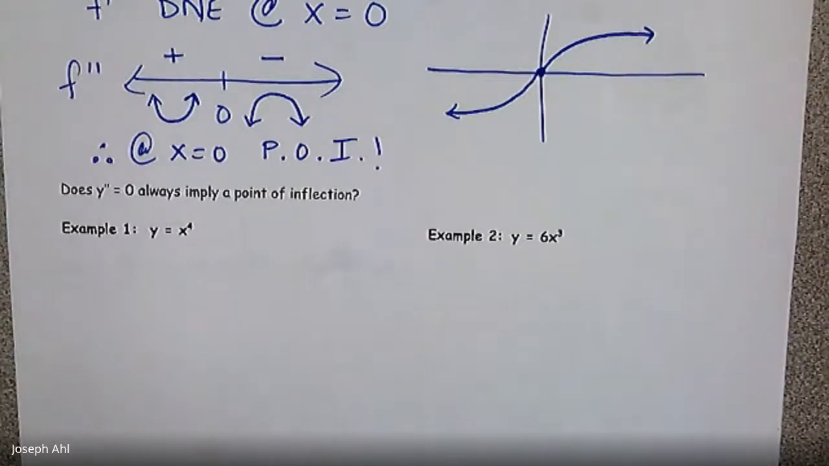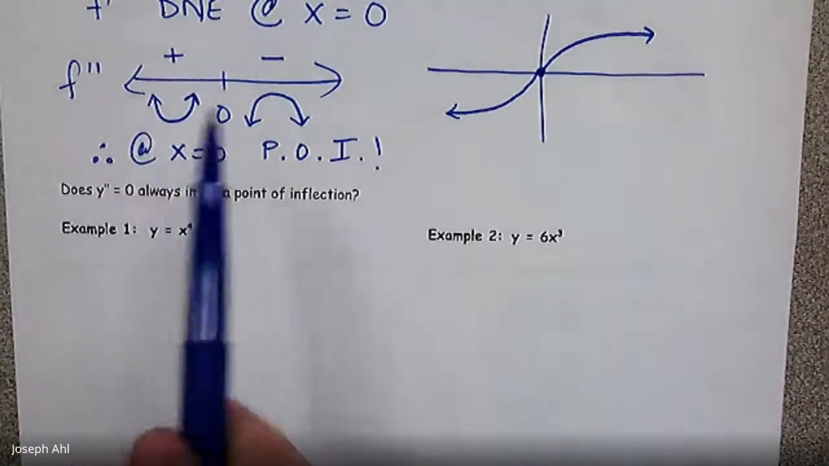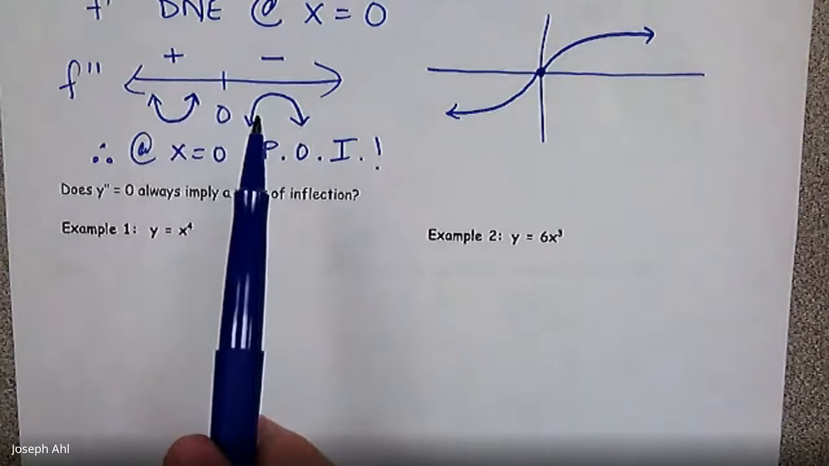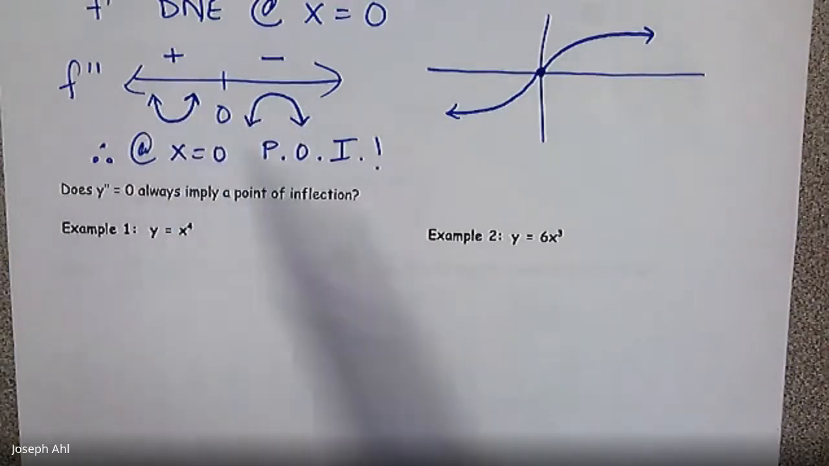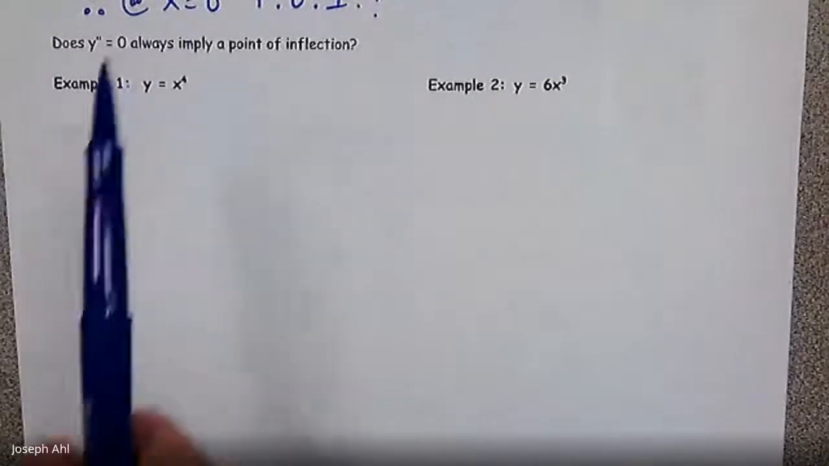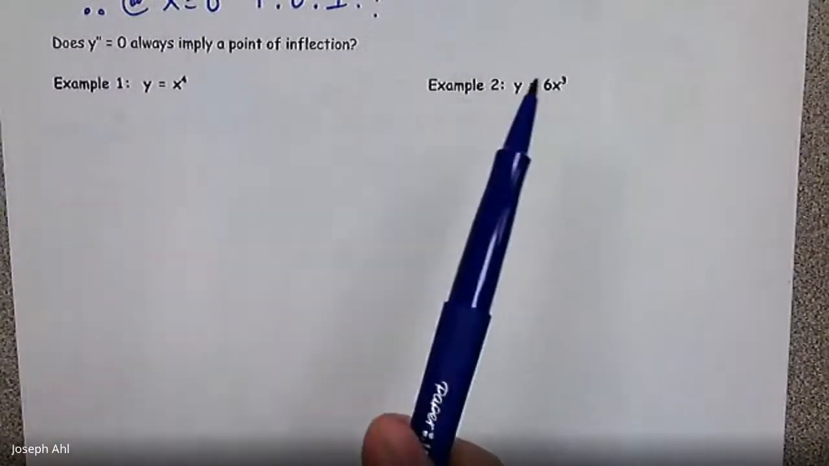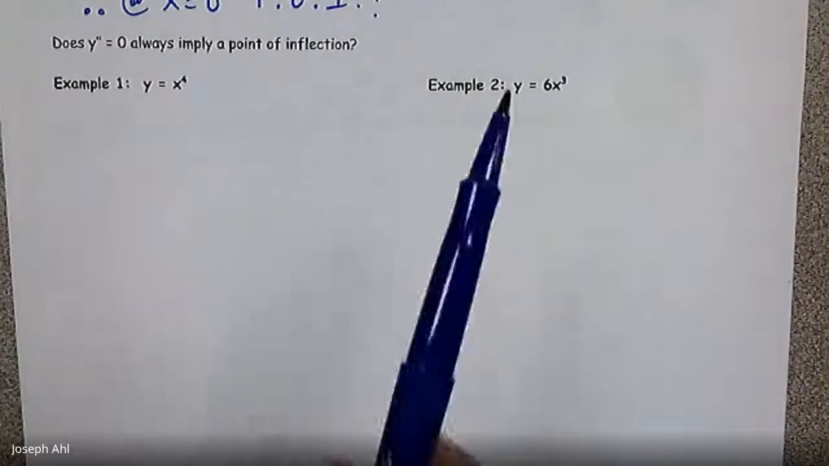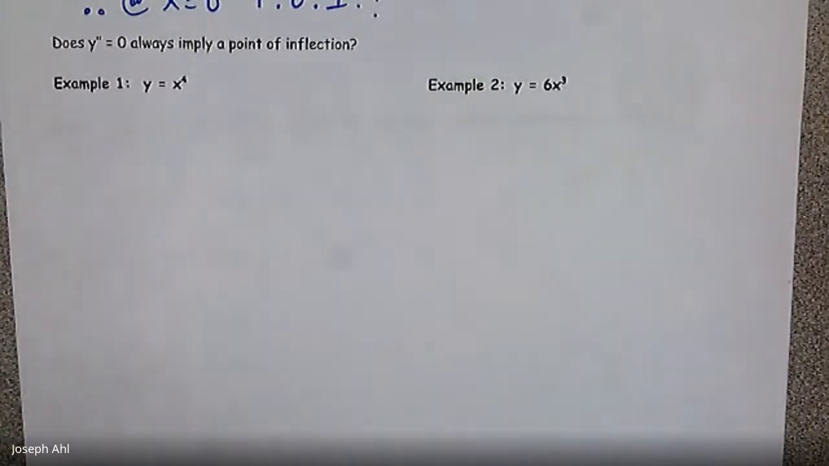Is that always going to be the case? Well, if we do the second derivative test, what we have to confirm is, at that value, do we see a sign change? Because if there's no sign change, it's definitely not a change in concavity, and it's not a point of inflection. Let's just see the calculus behind them and how we can analyze what's going on at some of these critical points.